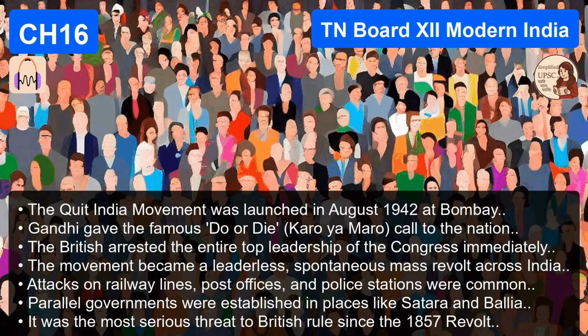And as for the results, the most important one was that it made it crystal clear to the British that they could no longer rule India against the will of its people. The loyalty of the Indian police and administration was shaken to its core. It was the final nail in the coffin of the British Raj.